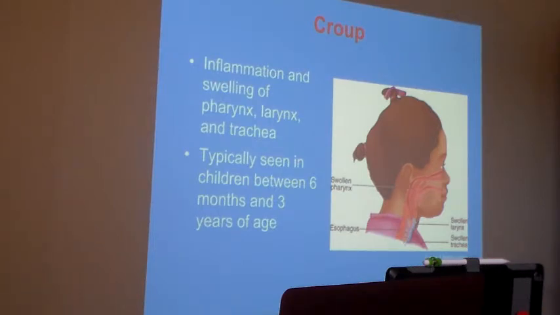So the way that we treat this, and you'll want to write this down, the way that we treat croup is humidified oxygen. That's it. You do not give albuterol or anything to a patient with croup. Okay? What you're going to treat them with is humidified oxygen.